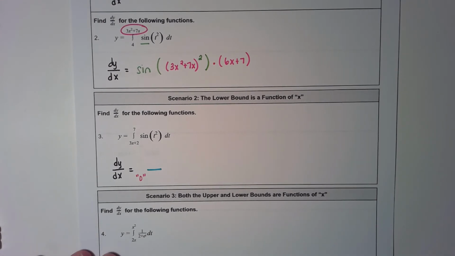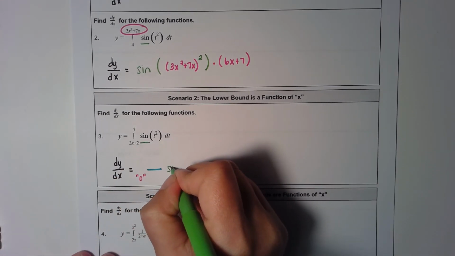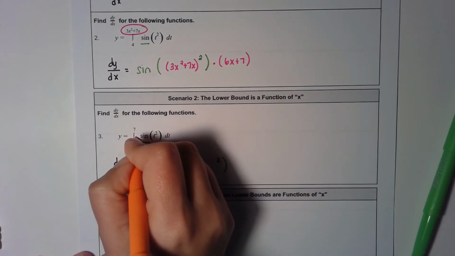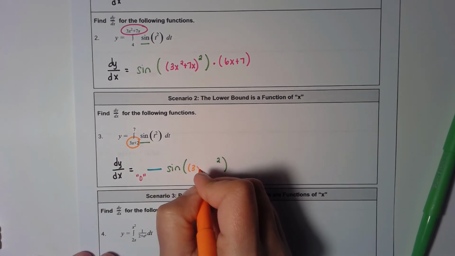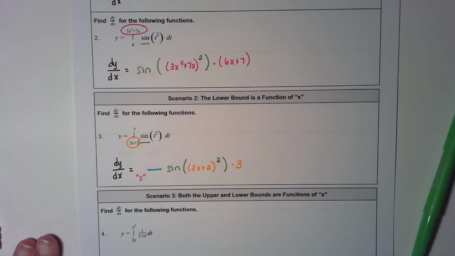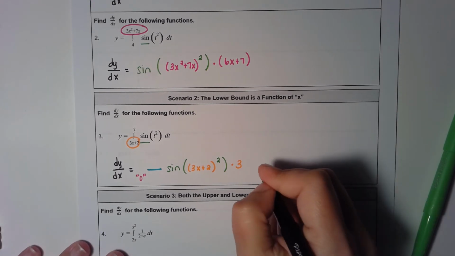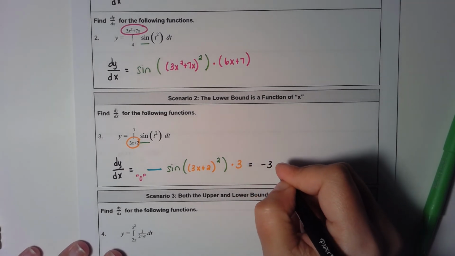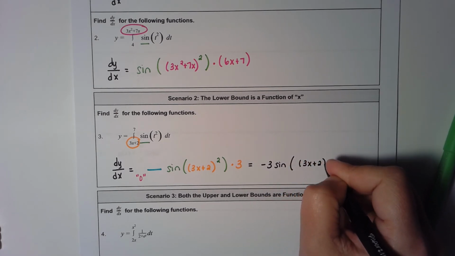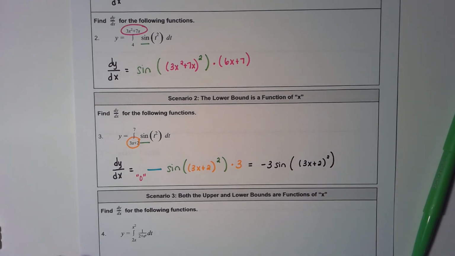So I'm going to have minus, and then I'm going to keep my function. So it's sine of something squared. What I'm plugging in this time is the 3x plus 2. And then I need to do the chain, which is times 3. So it would be negative sine of quantity 3x plus 2 squared times 3. Now, if you want to write that in a neater way, a lot of the time you're going to see it written like this: negative 3, we're just moving the 3 to the beginning, sine of 3x plus 2 squared, like that.